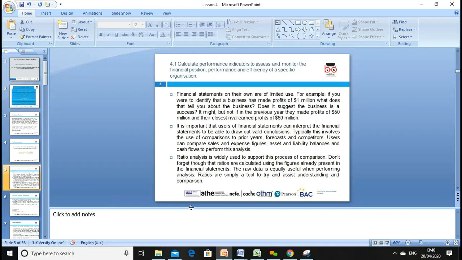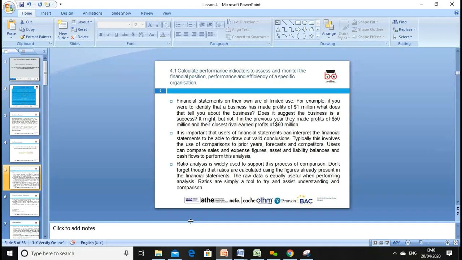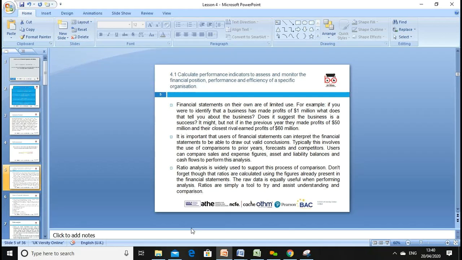Okay, next we'll go through 4.1, calculate the performance indicators. Before calculating, we need to explain them. If we don't know them, we can't really calculate properly. Financial statements on their own are of limited use. For example, if you identify that the business has made a profit of 1 million, what does this tell you about the business? Does it suggest the business is a success? It might, but not necessarily.